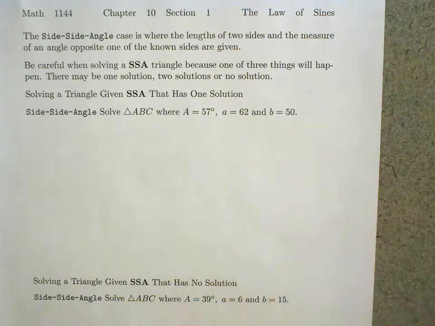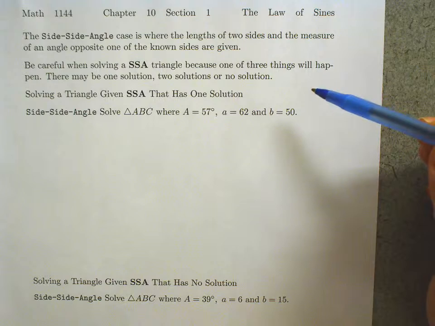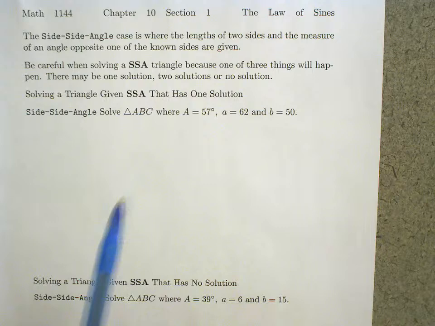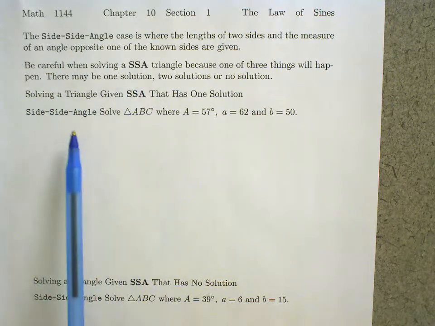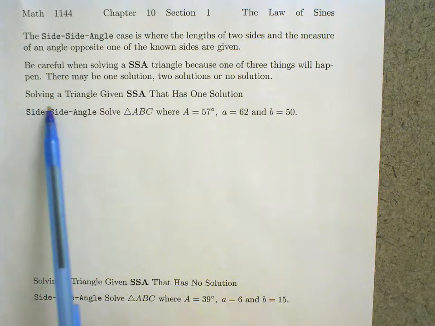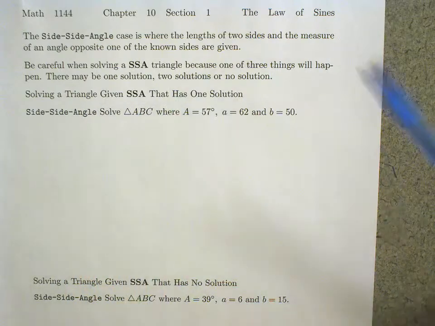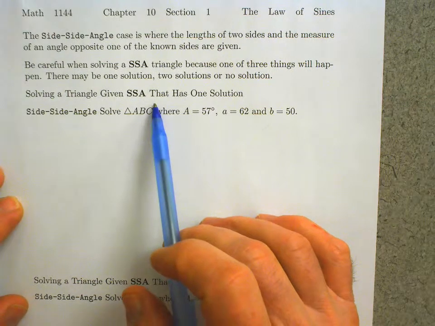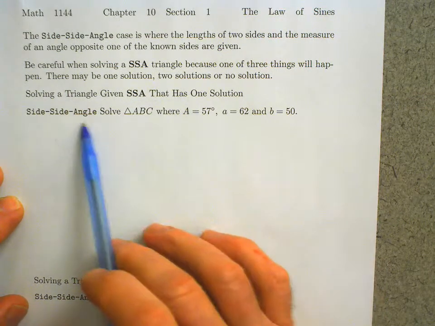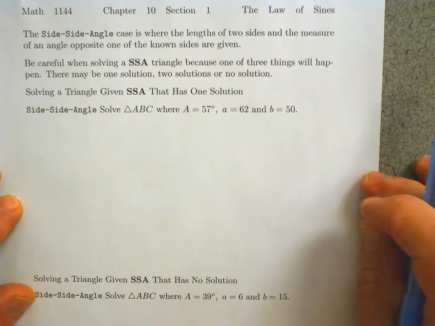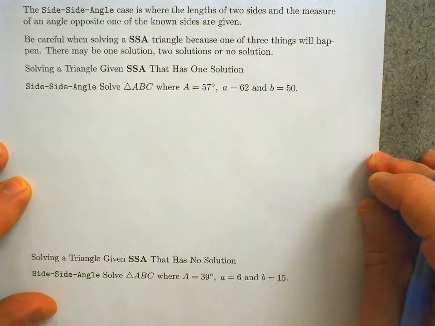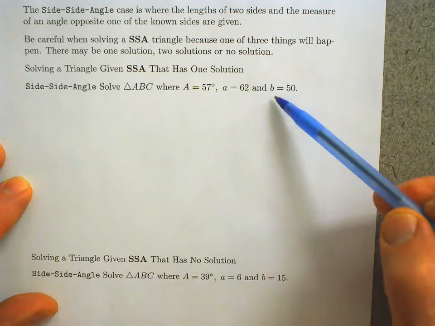Well, in the other cases, you could construct a scenario where there's no solution. But let's look at some examples of the side-side angle in the three different categories. So this one, I'm telling you right from the start that there's just one triangle that satisfies these conditions. So we have triangle ABC. Angle A is known to be 57 degrees. Side A is 62 and side B is 50.